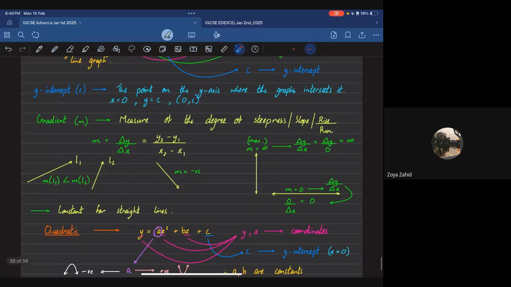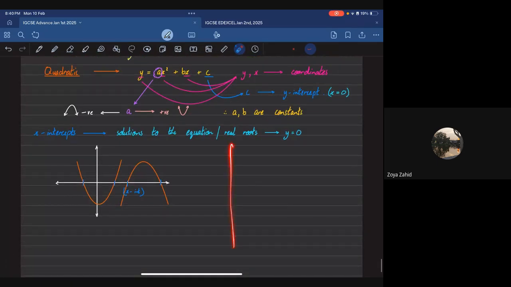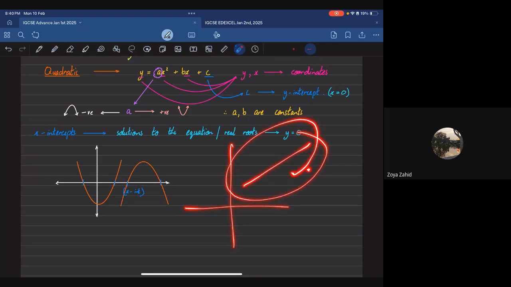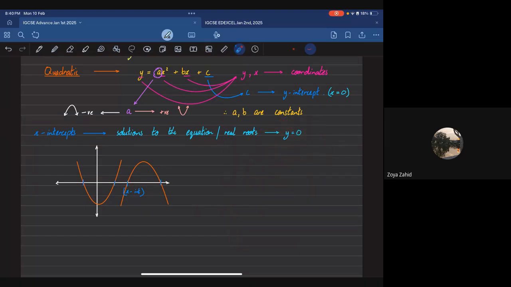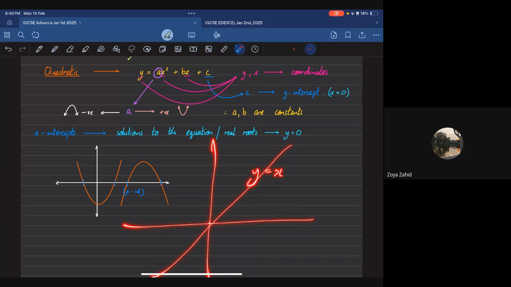Okay, wait, I'll explain this to you. Zoya, is there any y-intercept for this graph? No. The graph ends over here. We are only concerned about this portion of the graph. So then the y-intercept will also be 0. But usually that doesn't happen. Also the graph of y is equal to x is a straight line which passes through the origin. So that also has c is equal to 0.